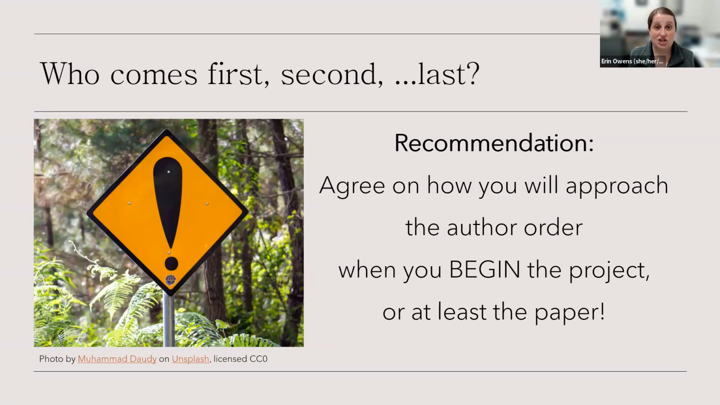So the recommendation here to get the best results out of your research collaboration is to be sure that you agree on how you will approach the author order when you begin the project, or at least when you begin a paper. Don't leave this until the end. You may face very messy or angry disputes over where each person's name should be.